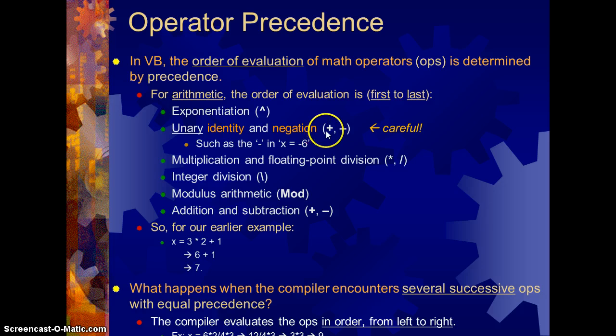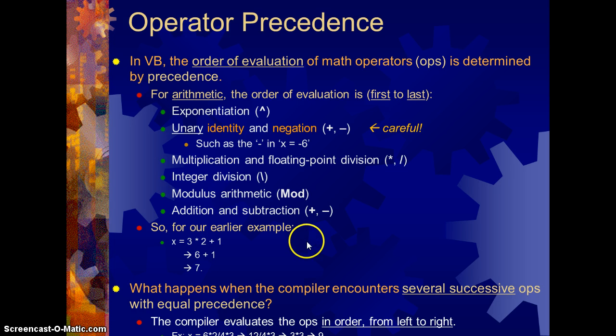This is done next. Now this is not addition and subtraction. If you want to say negative 6, you'd write this. It doesn't mean subtract 6. It means negative 6. So that's done next. Then multiplication and floating point division are done next. Then integer division follows that, and then mod follows that. And then addition and subtraction are last. So in this case, remember, this comes before this. So we do 3 times 2 first, and then we add 1.